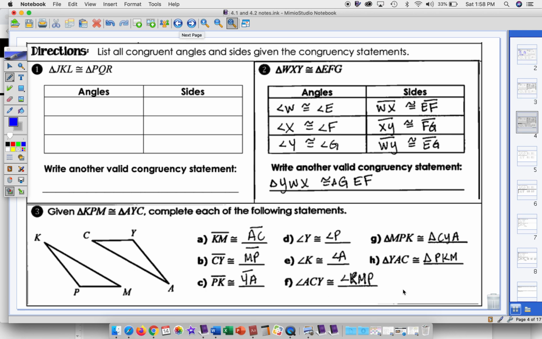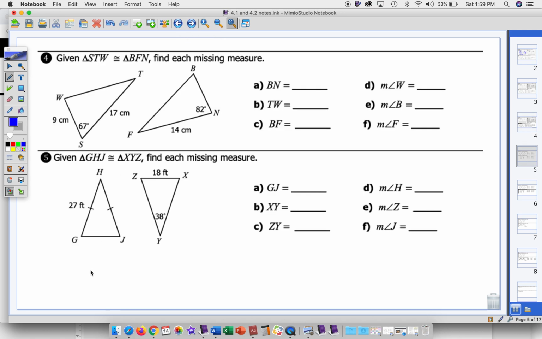Okay, here's the solutions for number 3. Go ahead and compare. And now these should all be exact. Okay, there's no other possibilities here. Okay, on to finding some actual values of angles and side lengths.